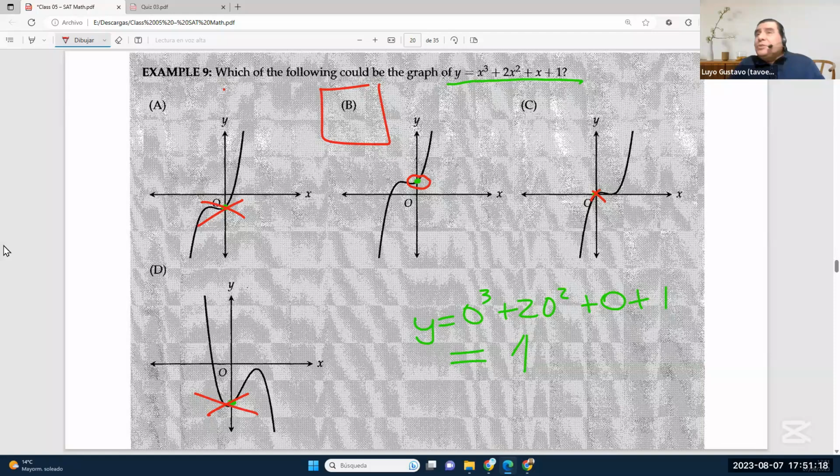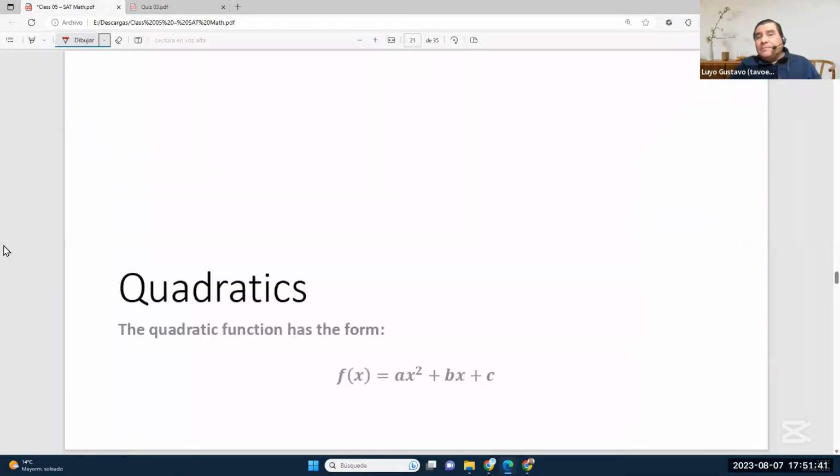So now it's time to study the quadratic function in more depth. The questions about the quadratic function in the SAT can be pretty complex, but you need to be familiar with a number of concepts that help you describe completely the quadratic function in the plane. So let's talk about the quadratic function. A quadratic function always has this form: f of x equals ax squared plus bx plus c.